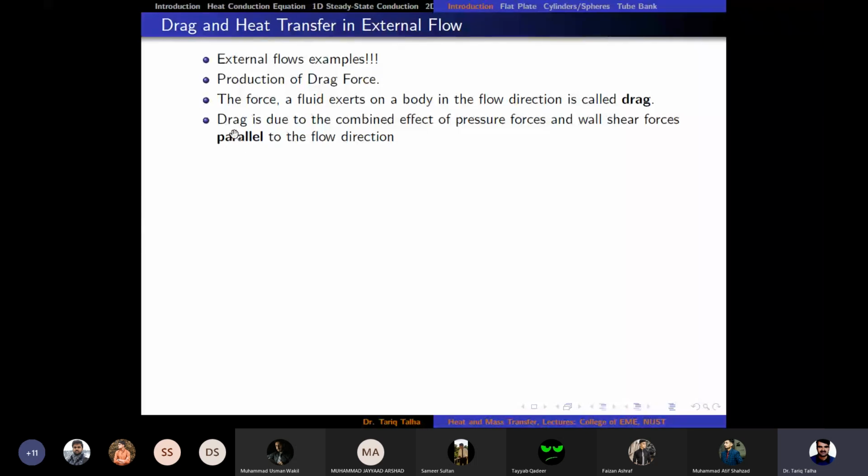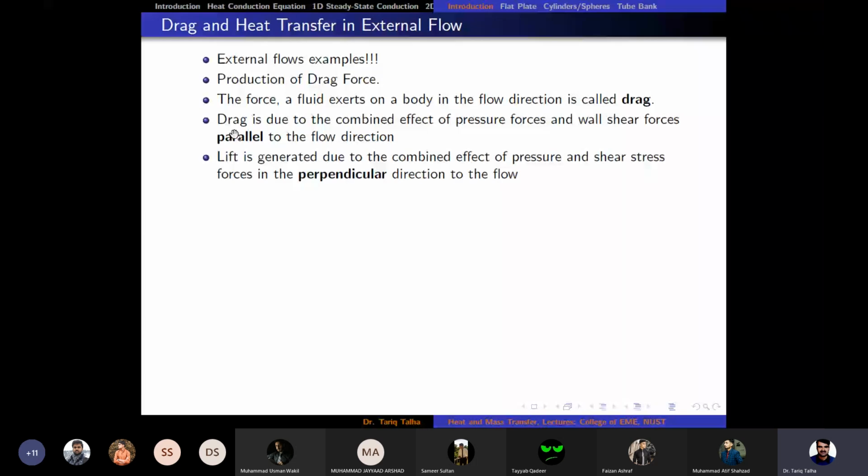And then the second force encountered in a fluid flow situation is lift. Lift is generated due to the combined effect of pressure and shear forces in the direction perpendicular to the flow. That is the main cause of lift force, when we have forces in the perpendicular direction.